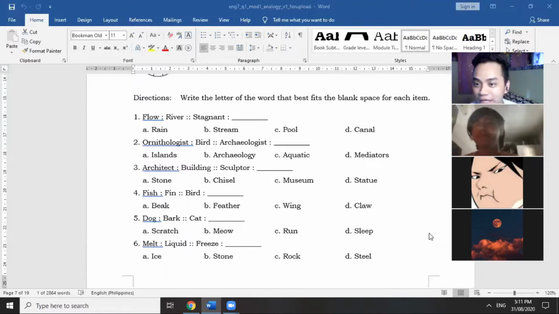But let me call April Carlin for number 3. If an architect is responsible for a building, a sculptor is responsible for what?